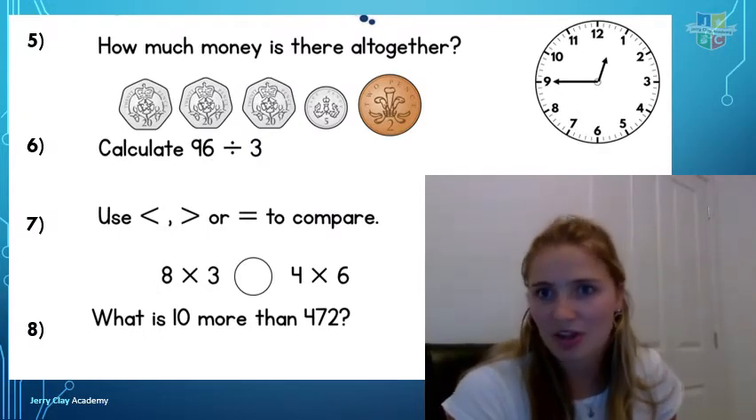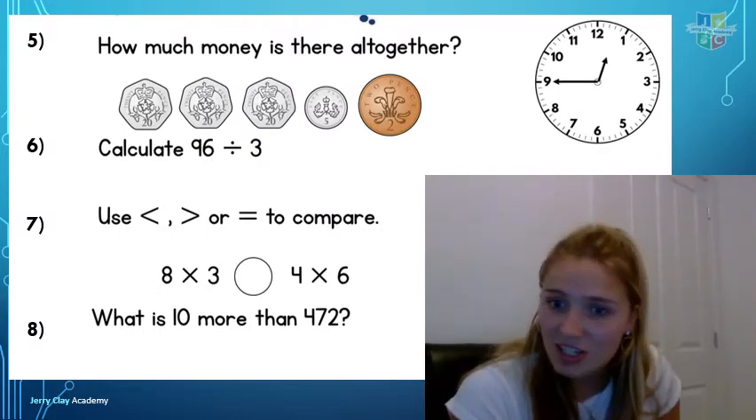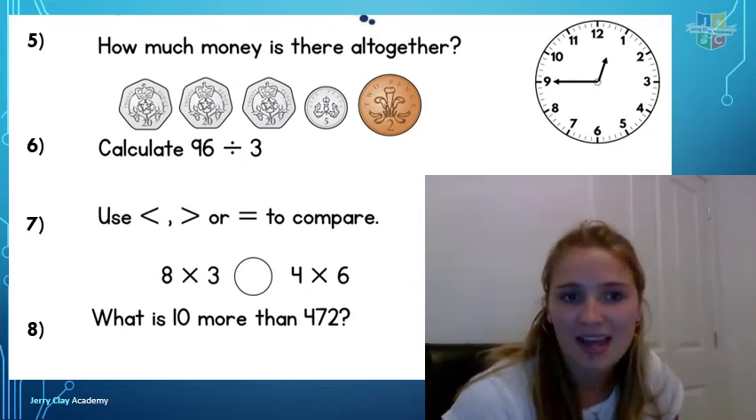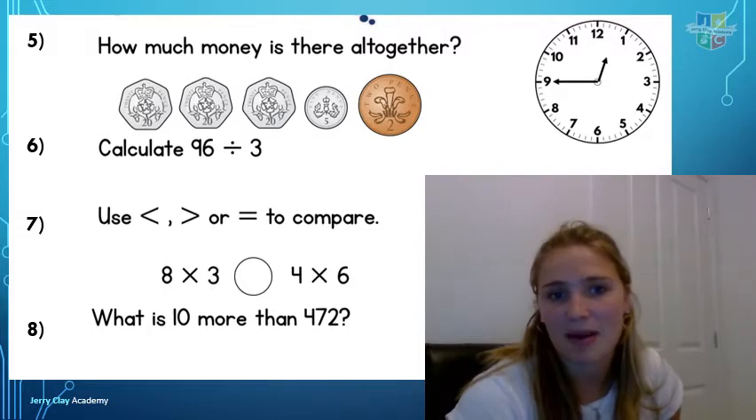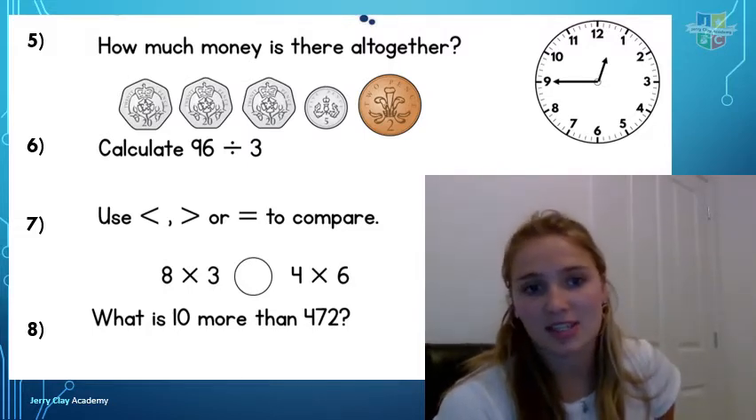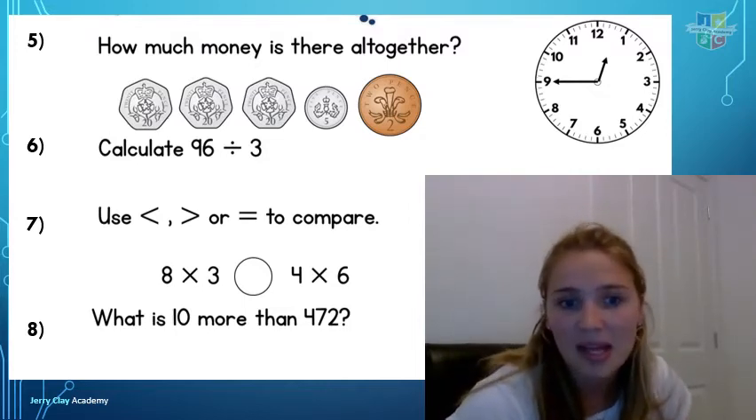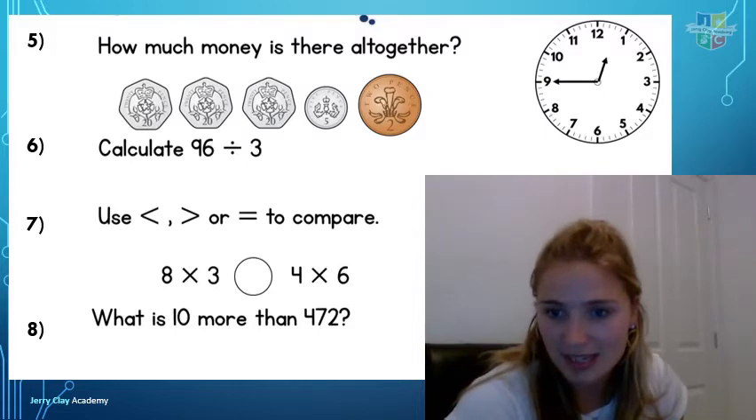So I'd like you to have a go doing this one. Telling me the time on the clock, then telling me it as a digital AM and PM, then having a go at telling me how much money there is altogether, calculate 96 divided by 3, and using the less than, greater than, and equal to compare these two numbers. Remember, write your answers underneath, then you can compare them. And then what is 10 more than 472?